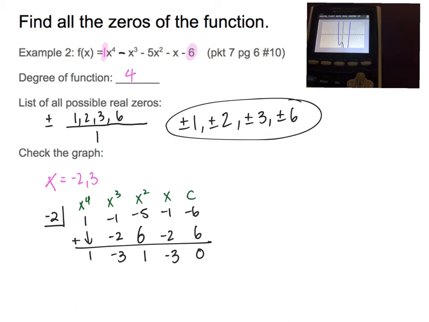Okay, so looking at this here, our remainder is 0, so that means that this is a root. It confirms it. Let's figure out what we got when we divided. So it looks like we have x cubed minus 3 plus x minus 3. And from here, we would factor some more.